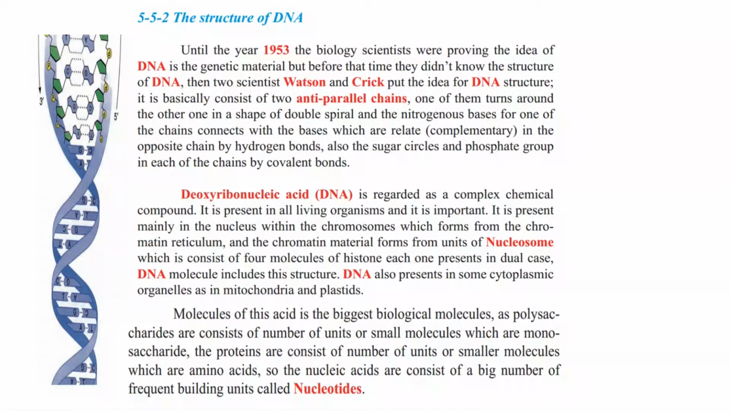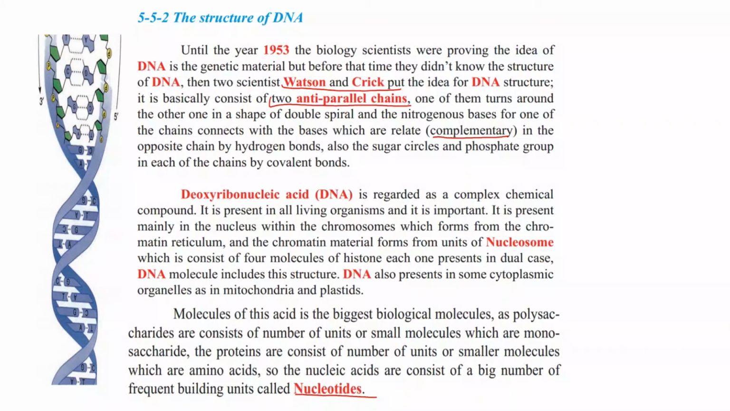After the detection of DNA, the studies of scientists went on about its structure. Until the year 1953, biology scientists were proving the idea of DNA as the genetic material, but before that time they didn't know the structure of DNA. Then two scientists, Watson and Crick, whom you may remember from the first page, put forward an idea for the DNA structure. It basically consists of two antiparallel chains. Chains of what? Chains of nucleotides.